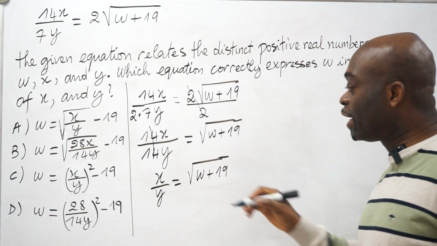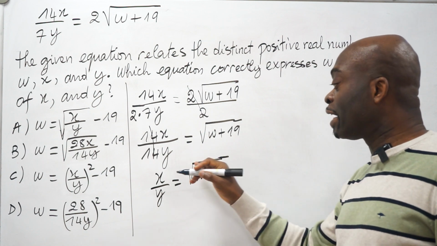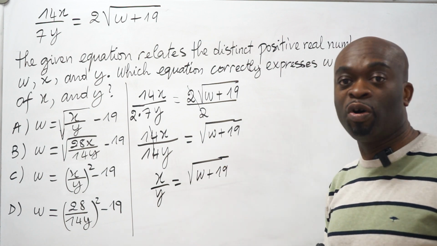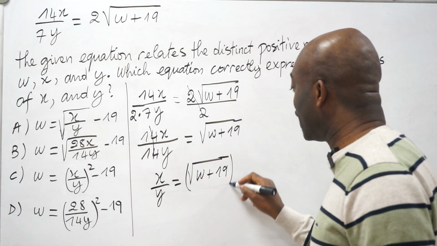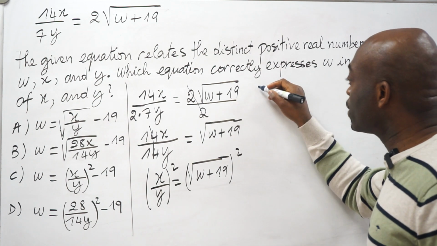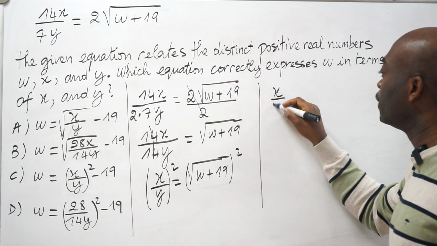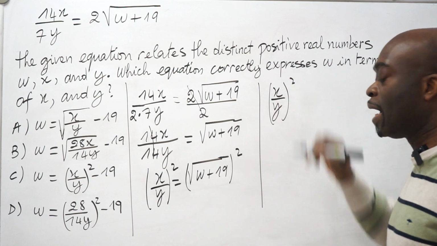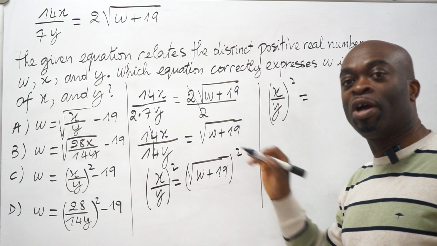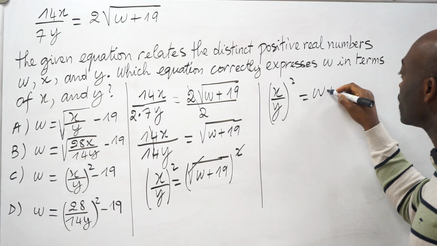Okay, so once we have that, what can we do now in order to get w by itself? We got to get rid of the radical, the square root, by squaring both sides. Once we square this side, we have to do the same thing on this side as well. So what would that give us? That would give us x over y, both to the second power, equal to, the square root squared, meaning these two got to go, so you end up with w plus 19.